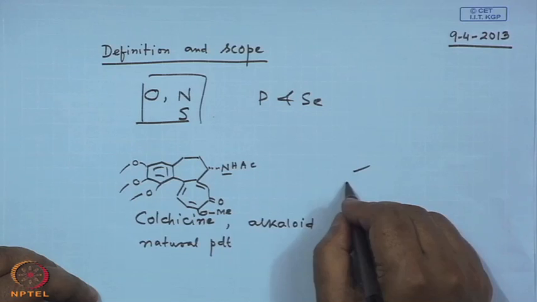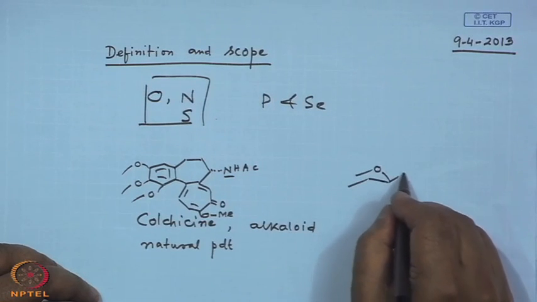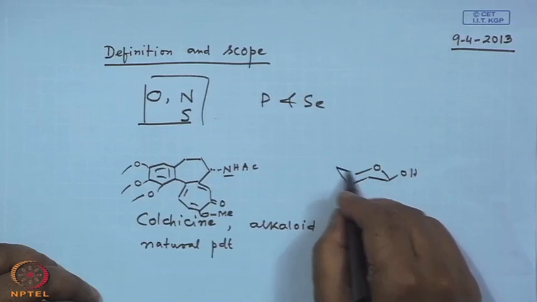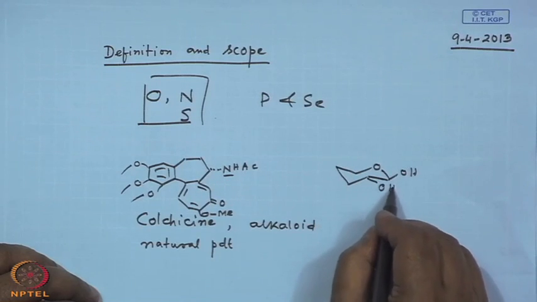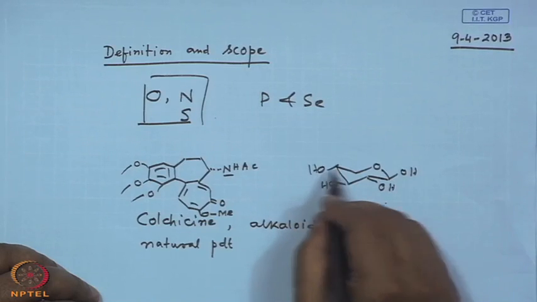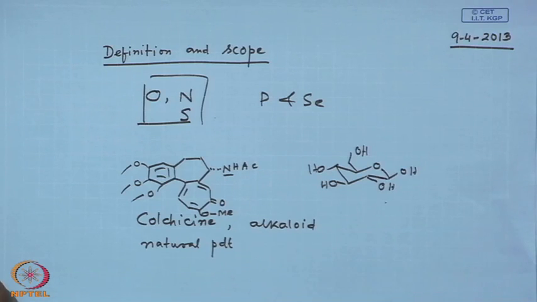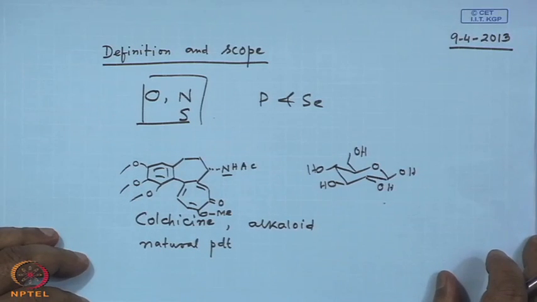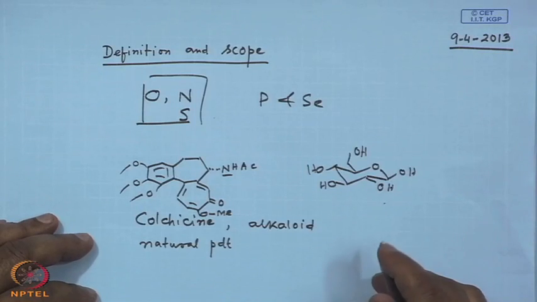Let me take up another very commonly occurring molecule. I think many of you know what it is. You take a 6 membered ring here, and then OH and OH, and all of you know what it is. It is glucose. Now, by definition, would you call it a heterocycle?